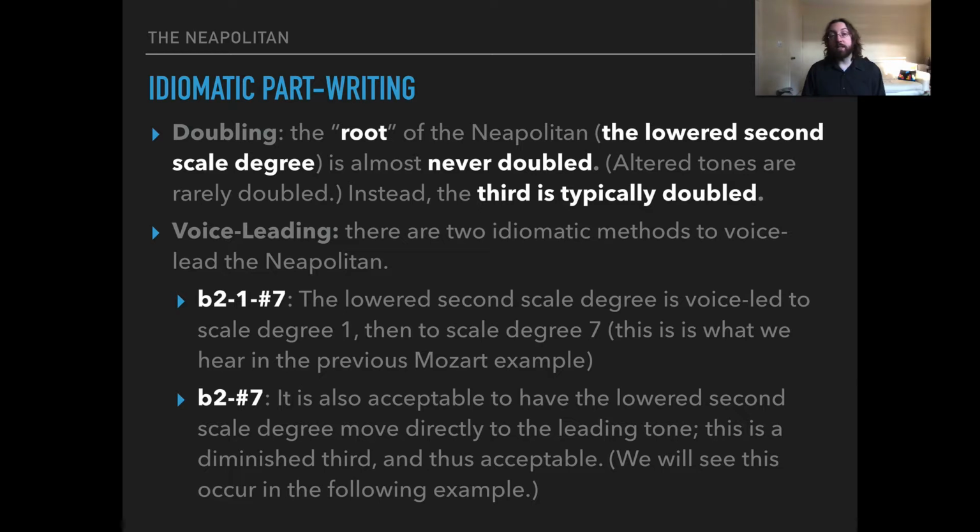Or we could move directly from flat 2 to sharp 7 if we were going directly to a 5 chord. And that's also acceptable. Remember that in this style, even though this looks weird, that's just forming the interval of a diminished third. And in the common practice era, moving by diminished intervals is absolutely okay. It's when we move by augmented intervals that things get a little tricky, and those occur more rarely. So moving by diminished third is absolutely fine, and even though it looks strange, it's absolutely okay to move from flat 2 to sharp 7.